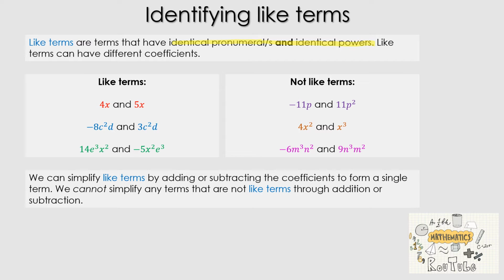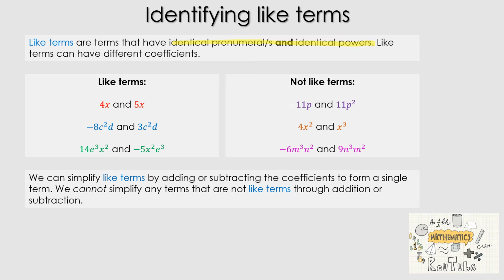So they've swapped the 3 and the 2 with the m and the n. So the n in the first term is raised to the power of 2, and then the n in the second term is raised to the power of 3, which therefore means that they are not like terms, so they cannot be added or subtracted together.